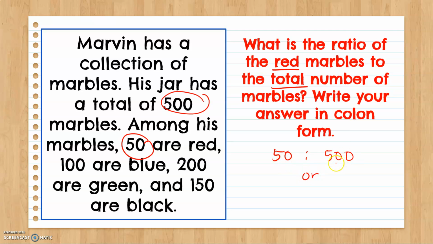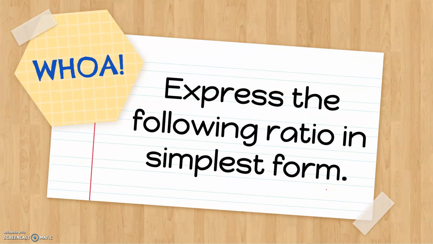But again, we have to simplify. 50 and 500 are both divisible by 50. So we will have 1 is to 10. Okay, so this will be our answer. That means for every red marble, there are 10 marbles in the jar. Now this time, let's express the following ratios in simplest form.